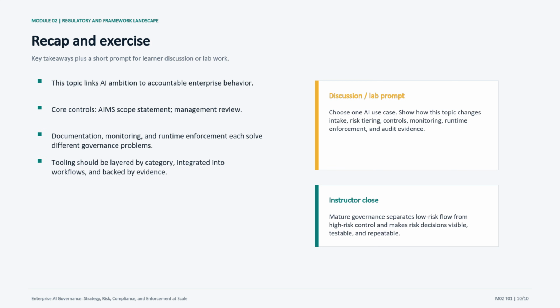To close this deck, I would bring the class back to the central message. ISO/IEC 42001 links AI ambition to accountable enterprise behavior. It is not separate from delivery, it is how delivery becomes safe, compliant, and repeatable. The takeaways summarize the operating logic: know the controls, separate documentation from monitoring and runtime enforcement, and choose tools that support the workflow and evidence model.